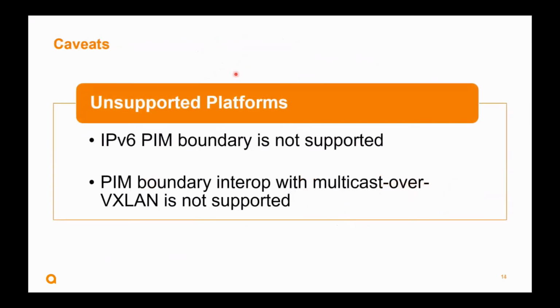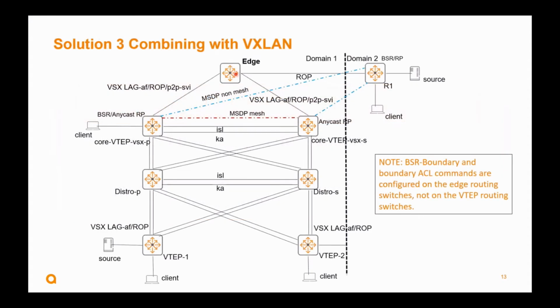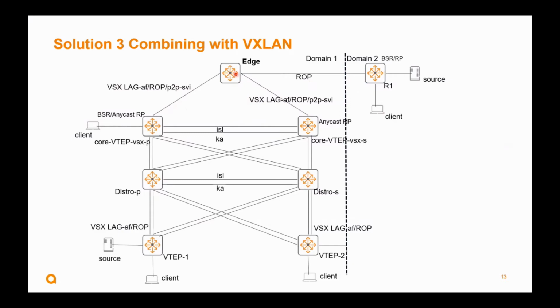All right, so unsupported platforms. IPv6 PIM boundary is not supported currently. And PIM boundary interop with multicast over VXLAN is not supported, as we just went through. But this is a workaround solution, right? We can still achieve that, for the overlay and for the underlay.